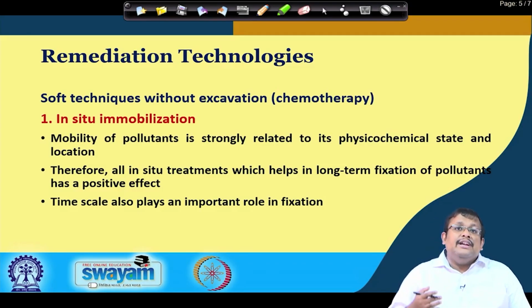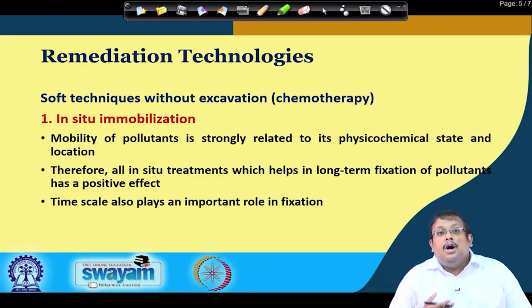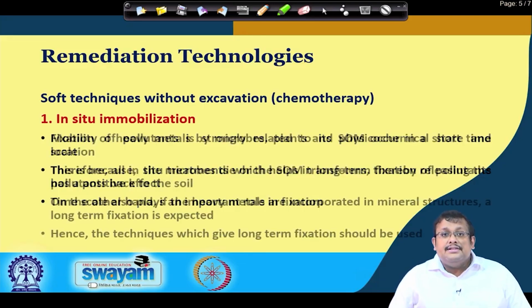Now, remember that mobility of pollutants is strongly related to its physiochemical state and location. Therefore, all in situ treatments which help in long term fixation of the pollutants have a positive effect. Now, time scale also plays an important role in the fixation of the pollutants.